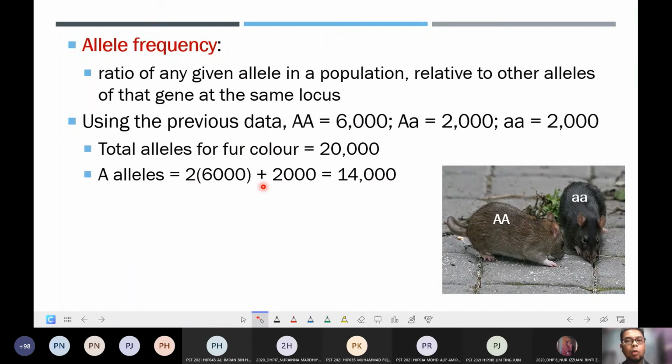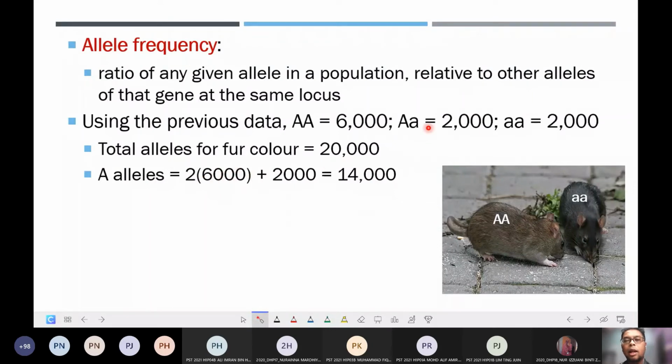And so what will be the total number of capital A alleles? Okay, tengok yang ni je. In these 6,000 homozygous dominant rats, there will be 2 capital A alleles. A besar. So 6,000 darab dengan 2, pasal ada 6,000 ekor, tapi setiap ekor ada 2 allele A besar. So you just times 2 to these 6,000 rats.